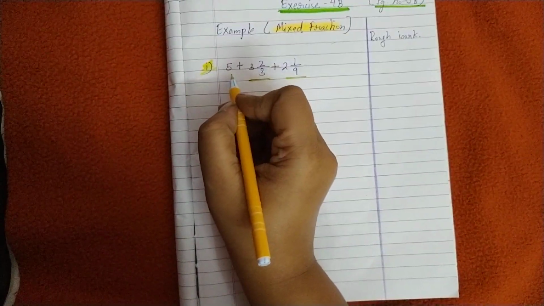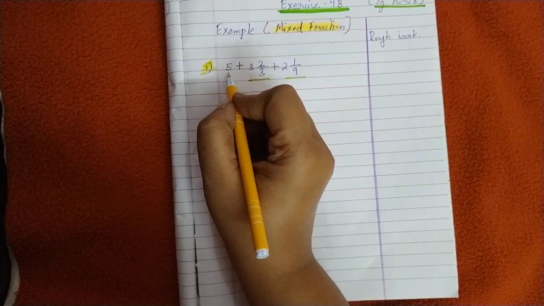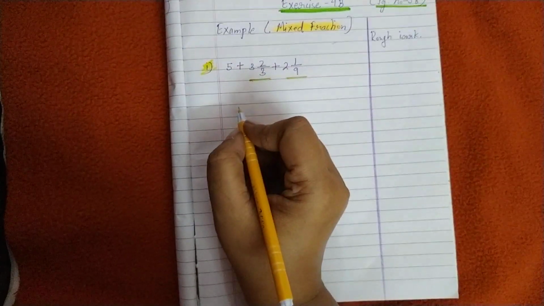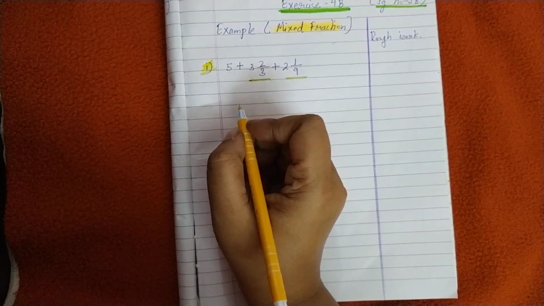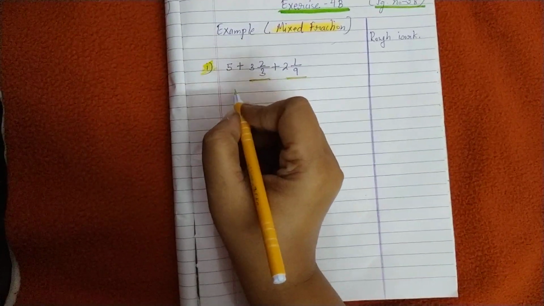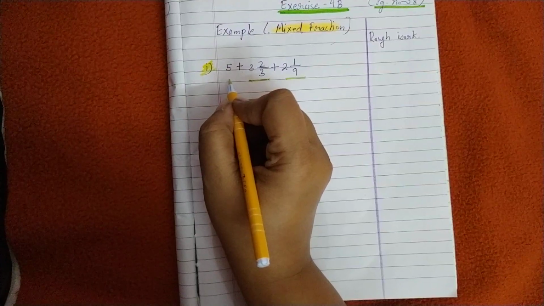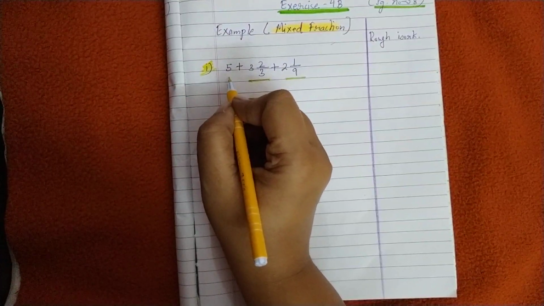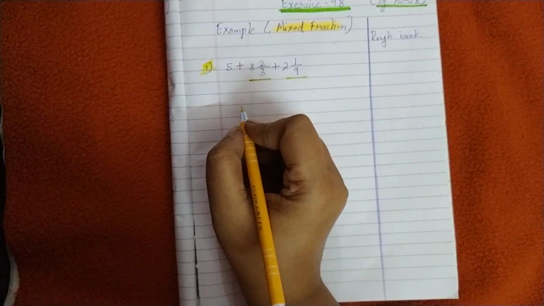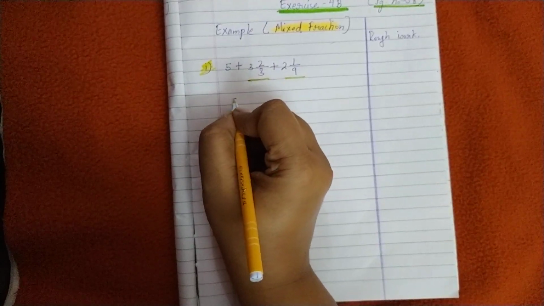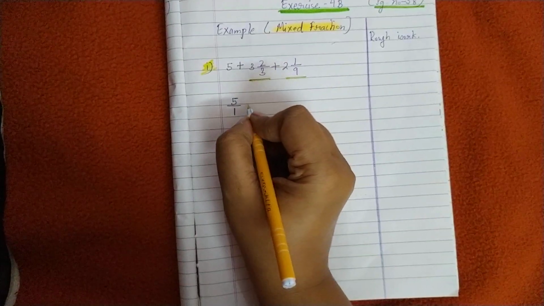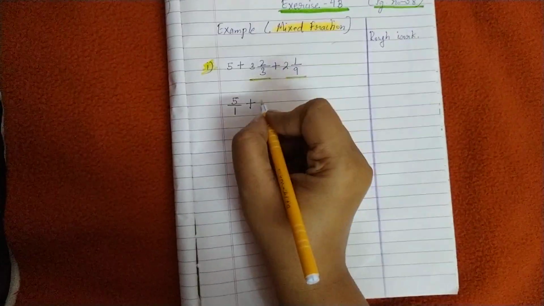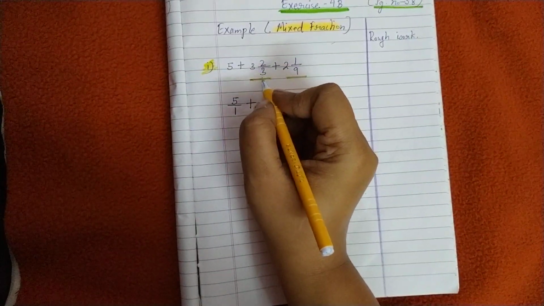Children, please pay attention here. It is given 5, and 5 is what, children? Whole number. If no denominator is given, that means 1 is the denominator. So 5 is the numerator and 1 is what? Denominator.